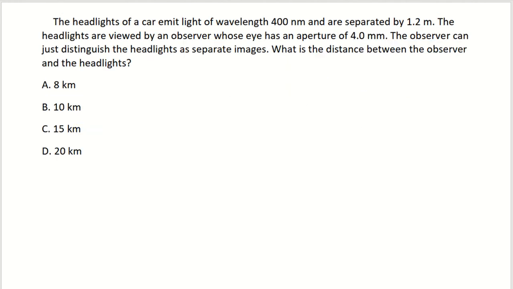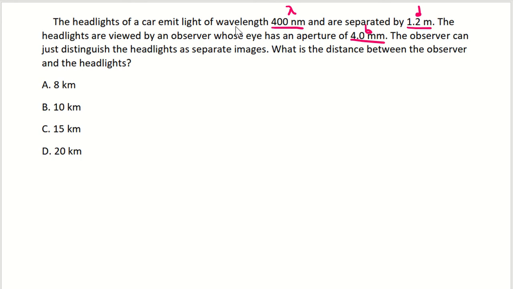Another question: the headlights of a car emit light of wavelength 400 nanometers. So this is the wavelength. And they are separated by this much. So this is the distance between the two headlights of a car. So this is D. You have to distinguish between D and b. The headlights are viewed by an observer. Usually the eye is a circular aperture. And he gave you the diameter of the eye. It's 4 millimeters.